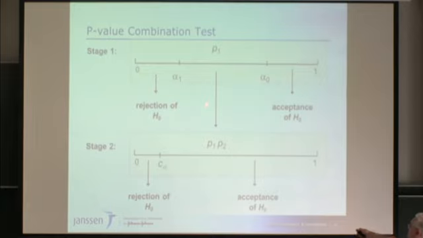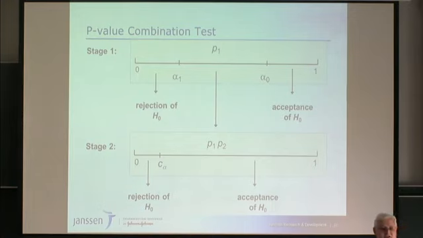Otherwise, you can go to the second stage, and now you are free to redesign the second stage as you wish. So you have the freedom of redesigning the second stage based on data from the first stage. And then you collect the data from the second stage, and you create a p-value P2. And then originally he did this Fisher product test.